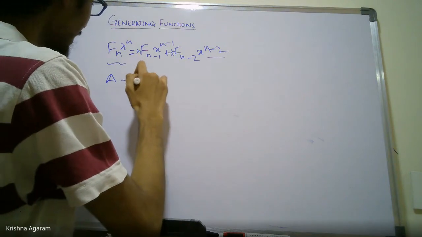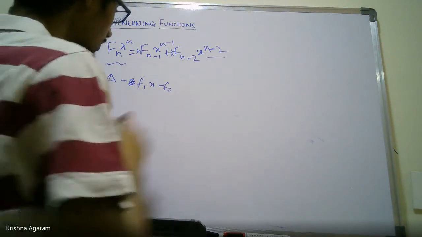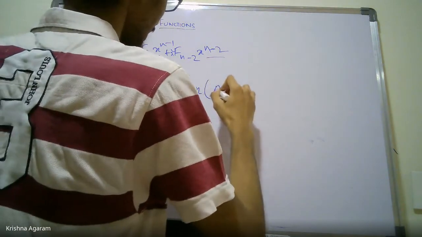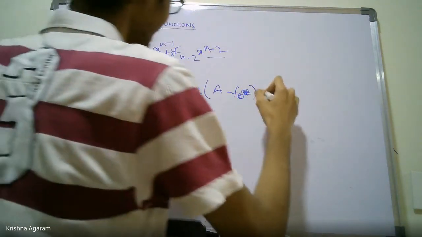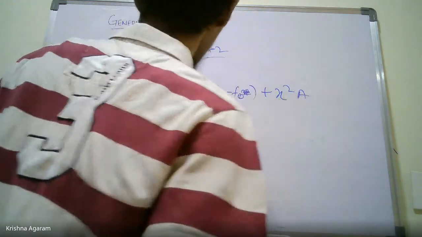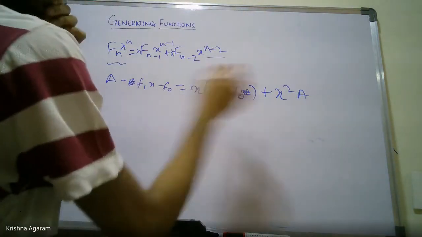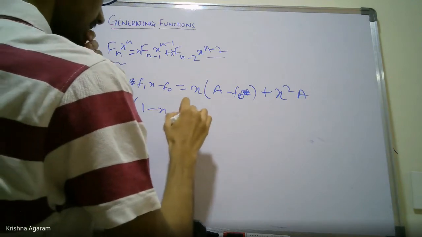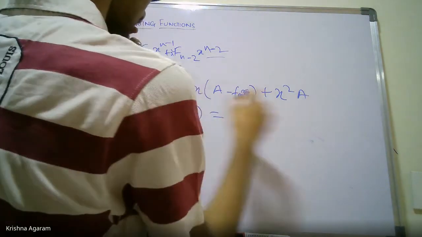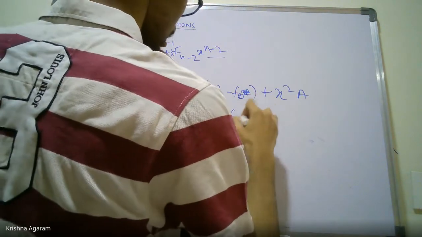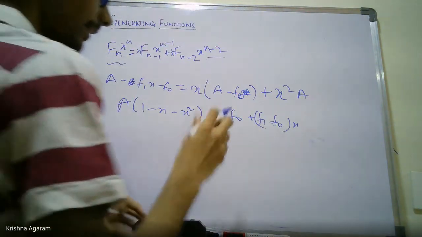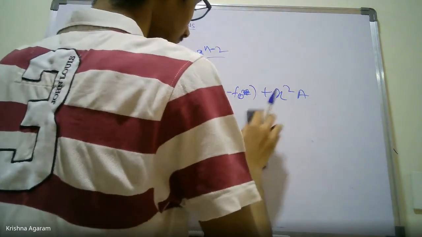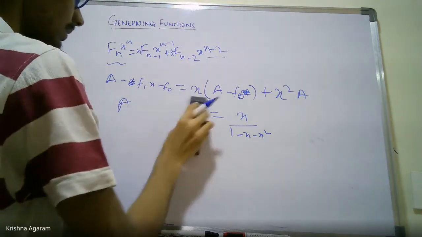A minus f1 x minus f0 is x times (A minus f1) minus... You can just work on the details, I'm just going to do it quickly. Now just move all the A to one side, and f0 is 0, f1 is 1, so this is just x. So A is just this.